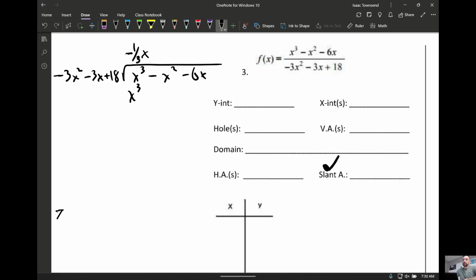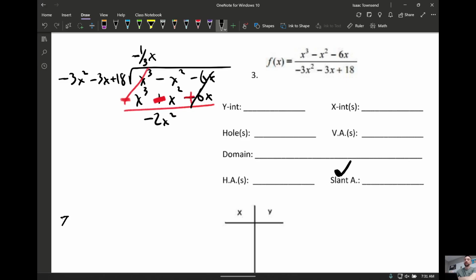Okay, then you also have to multiply to this. Negative times negative is positive. 1/3 times 3 would be 1, and x times x would be x squared. And then multiply it to the 18. Positive times negative. 18 times a third, again, that's like divide by 3, times an x. And then change all of these signs and add. And then if you can go again, then you need to go again.